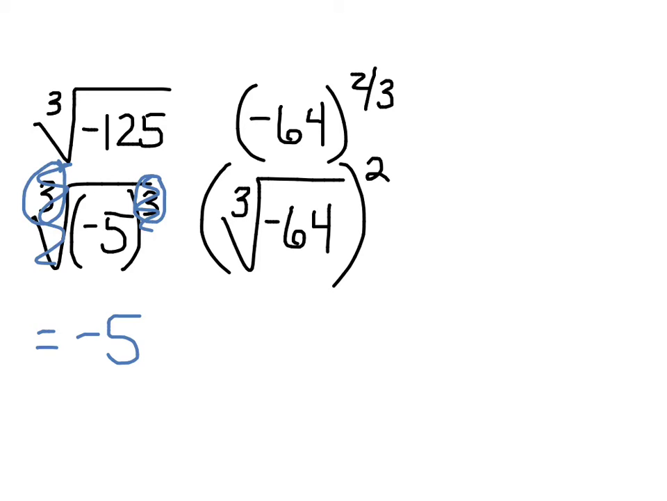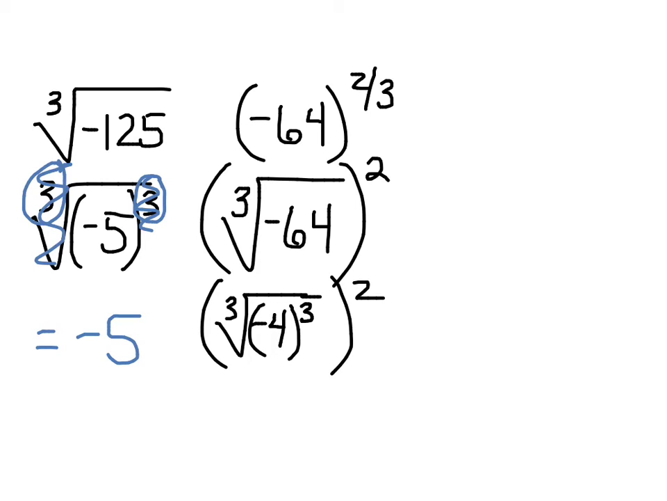So remember, when we're doing this, we work inside first. So I need to know a number that multiplies by itself 3 times that gives me -64. -1 times -1 times -1 isn't big enough. -2 times -2 times -2 isn't big enough. -3 isn't big enough. -4 times -4 times -4. Yeah, that's it. So this becomes 3 in the crack, -4 to the 3rd power, raised to the outside number of 2.